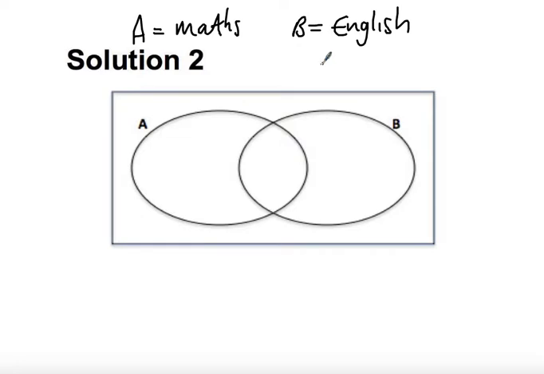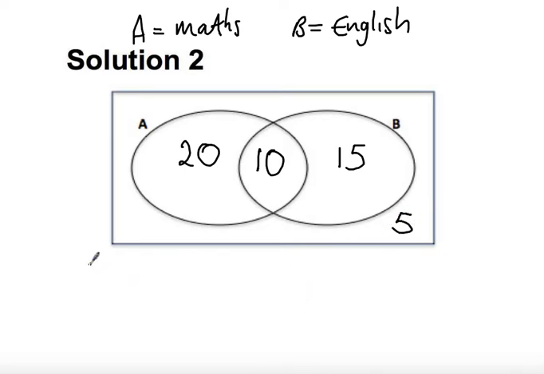Starting with the intersection, what we know is that 10 students are studying both maths and English. Looking at the maths students, there are 30 students studying maths, so there must be a remainder of 20 in the rest of that section. There are 25 students studying English, so there must be a remainder of 15 to make that whole section add up to 25. And there are a total of 50 students, so what we've already accounted for is 45 of the students, so there's 5 students left.